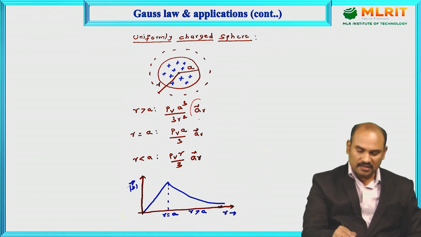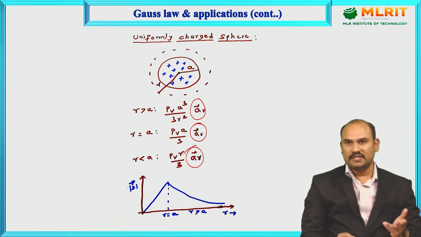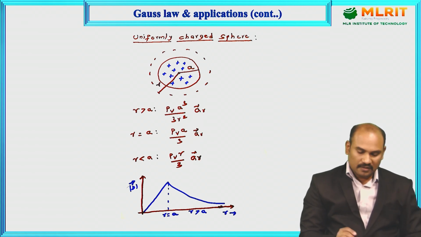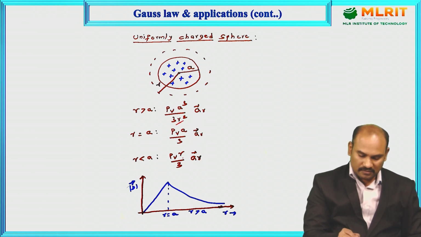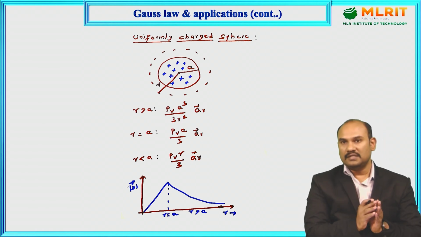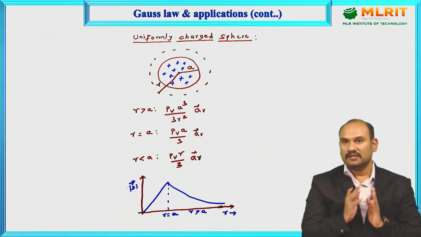Next, the direction is the same, the radial direction. Flux density has the same direction as the electric field, aR. Next, R stands for the radius, or the distance between the charge and the point P at which you are measuring the flux density.